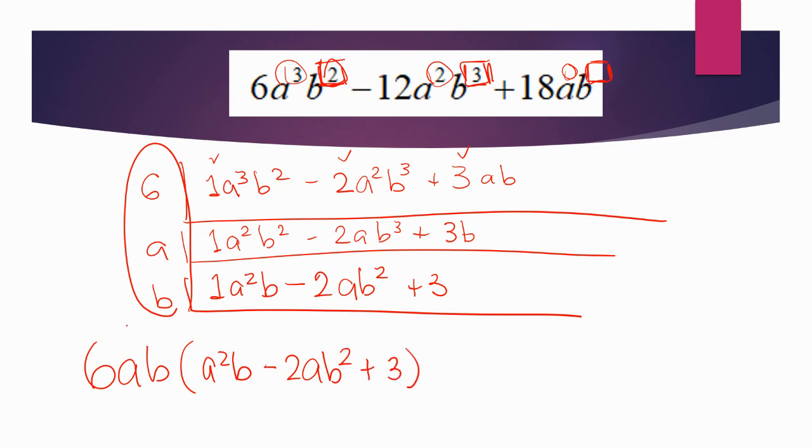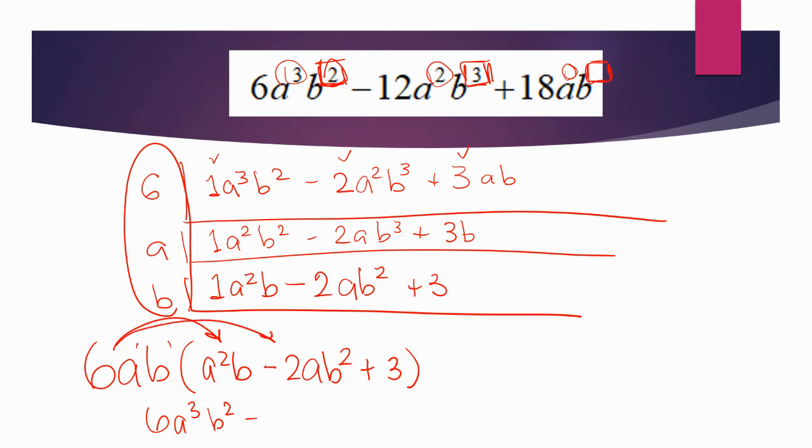Now to check it, 6ab times a squared b, I'm sorry. So 6 times 1 is going to give me 6. This is imaginary 1, imaginary 1. So 1 and 2 is going to give me 3. B1, b1 is going to be b2. Looks like our first guy.